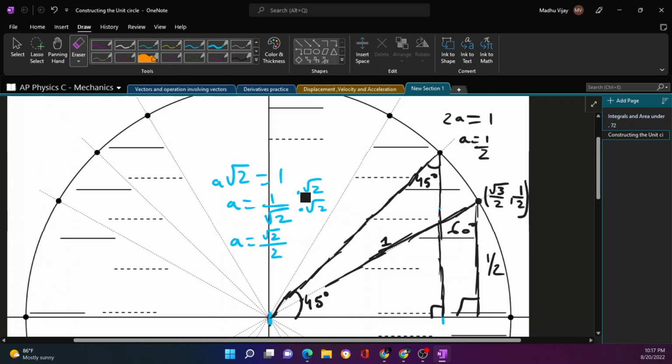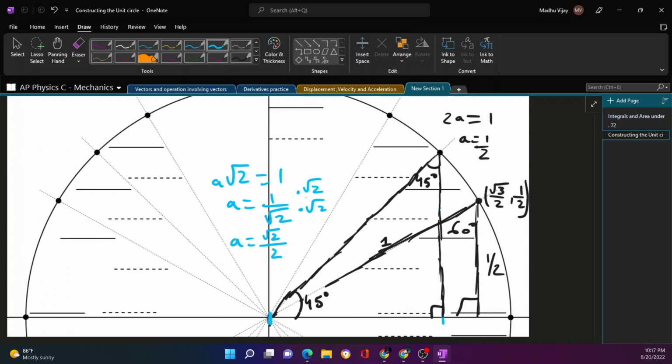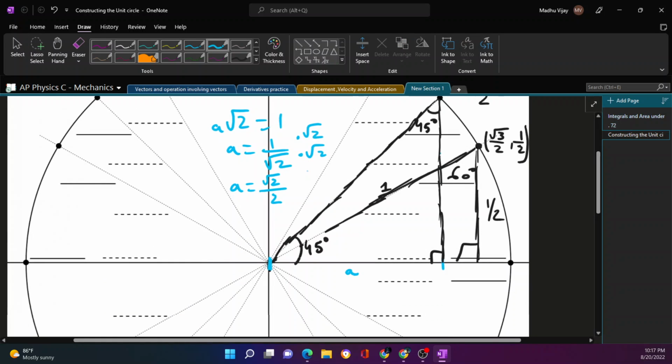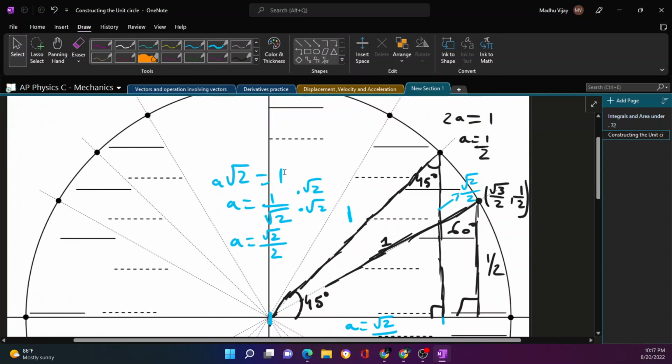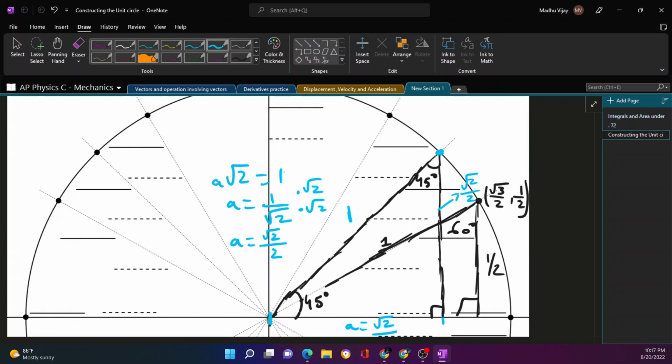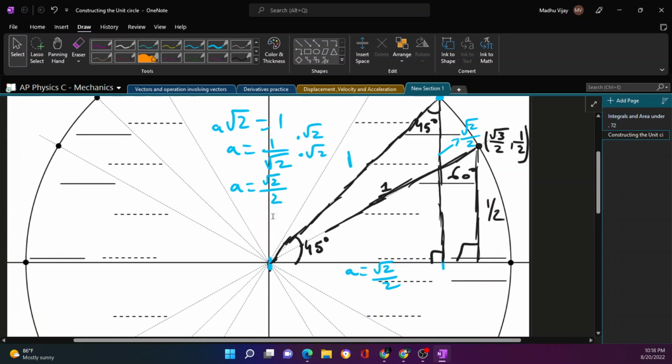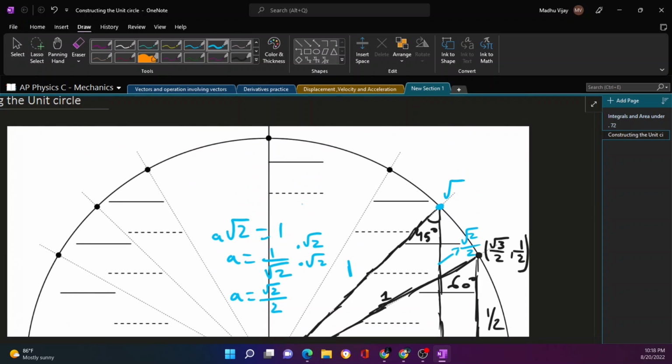Now that we know that our new a value for this triangle is square root of 2 over 2, we know that this is also just a, and this is a, meaning this is also going to be square root of 2 over 2, and this is going to be square root of 2 over 2, and this is going to be 1. So if we want to find the coordinate values for this point right here, it would just be the base, which is square root of 2 over 2, our x, and then the height is also square root of 2 over 2.